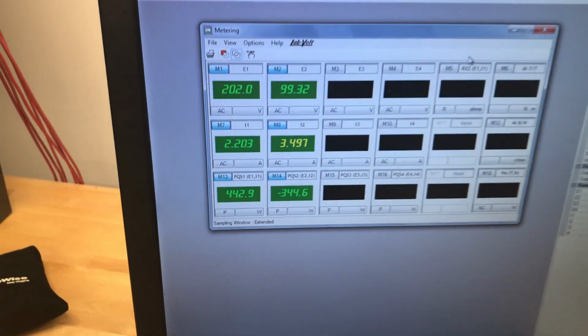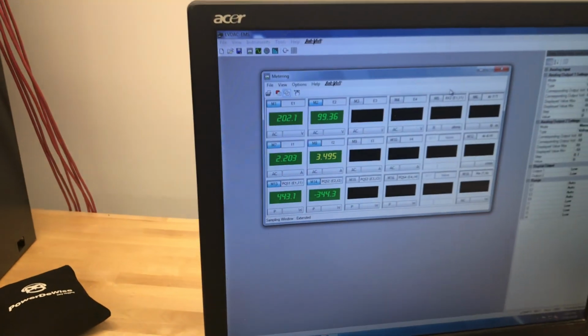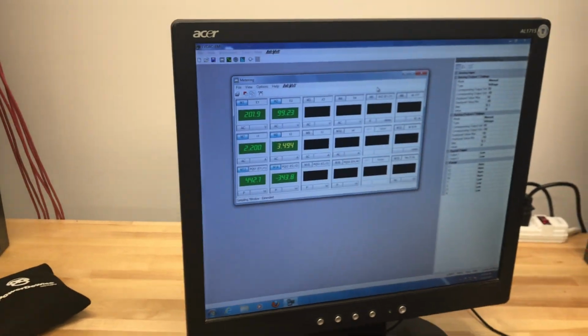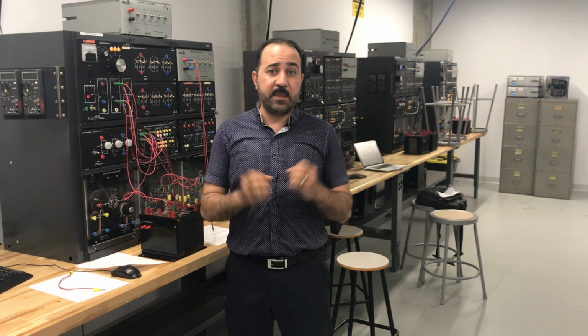These are different values that I got for different loads based on different operating conditions. So this is the end for today's lab. I have already covered DC test, open circuit test, short circuit test, and load test.